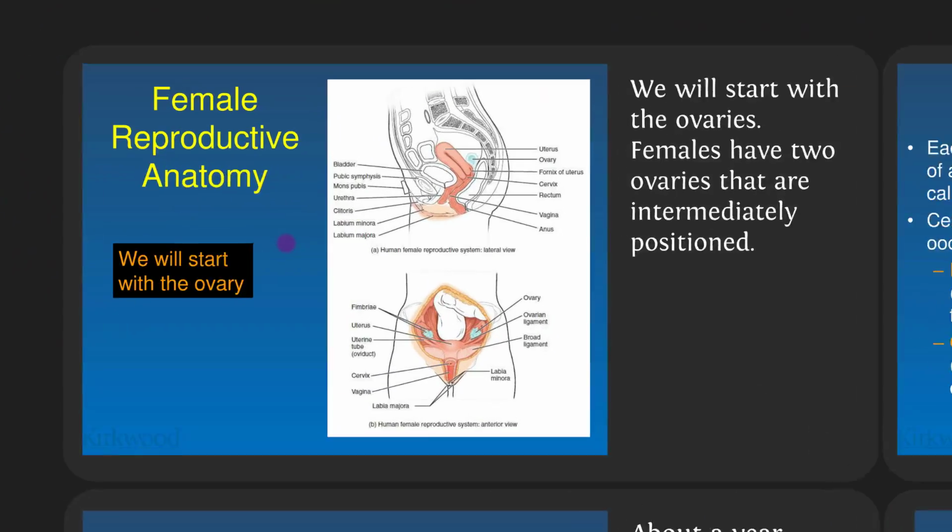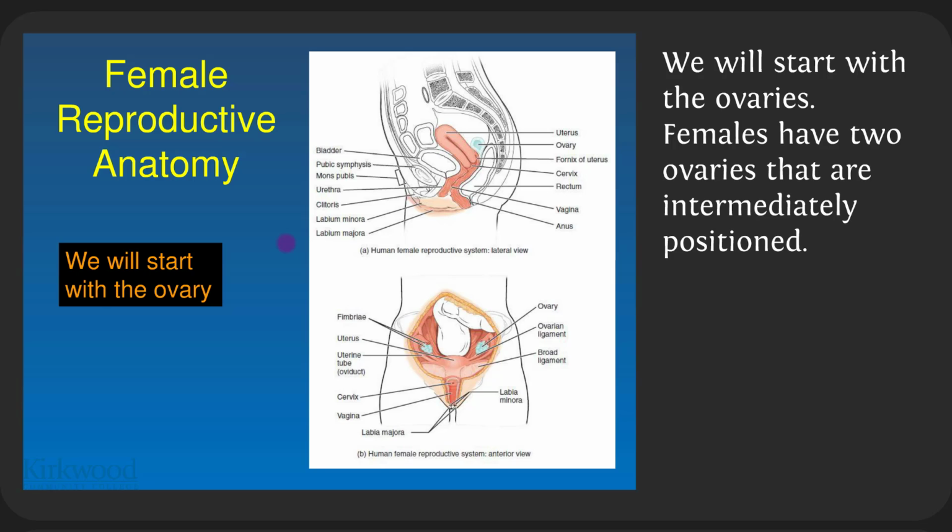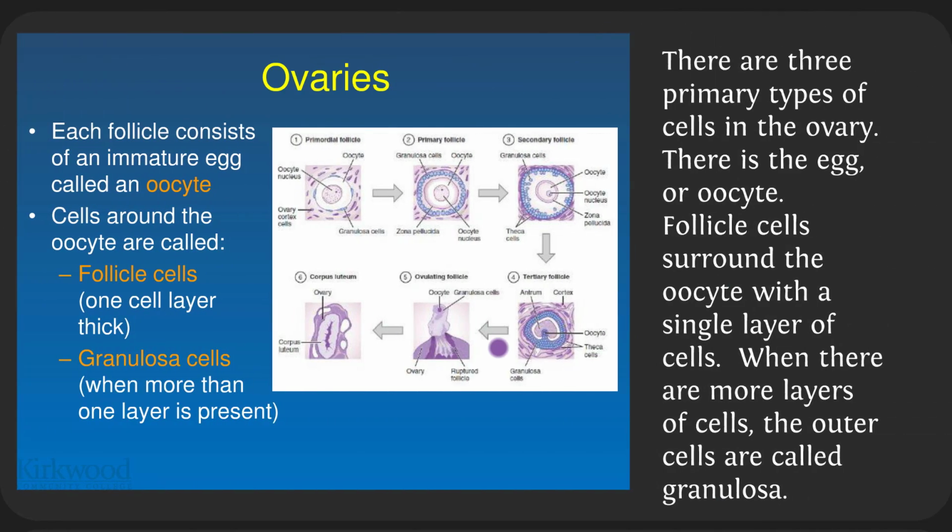So let's start with the ovaries. Females have 2 ovaries that are intermediately positioned, so off to the sides, not in the middle, not really lateral. There are 3 primary types of cells in the ovary. There's the egg, which is in the middle, called the oocyte, follicle cells that surround the egg, and then the granulosa cells, which follow the follicle cells or surround the follicle cells. When there's multiple layers, that's when we get these granulosa cells.